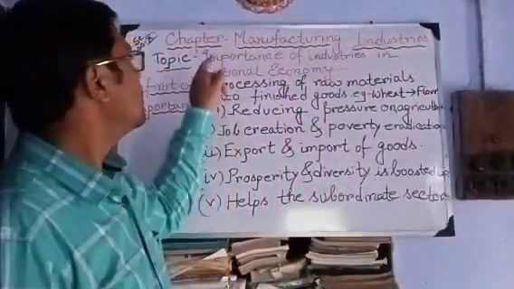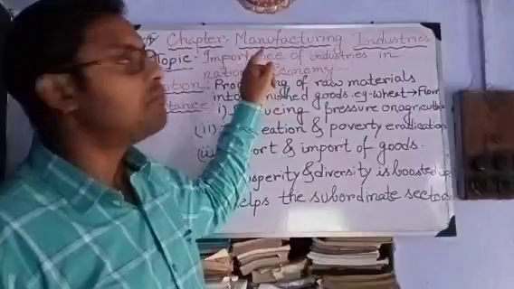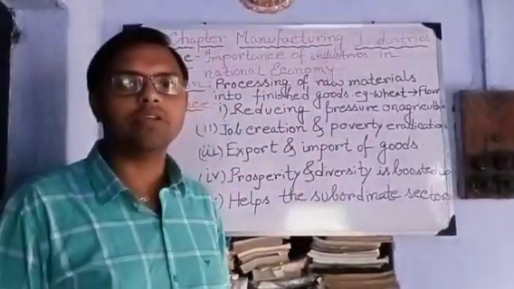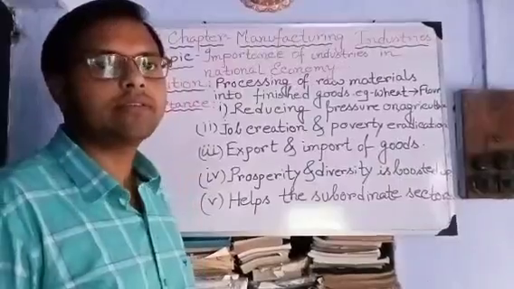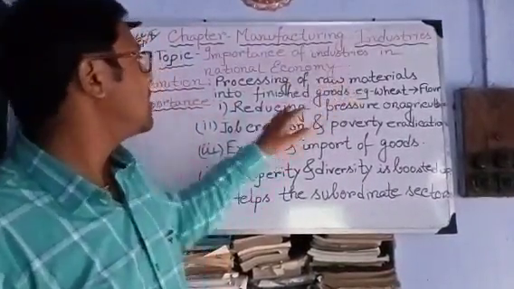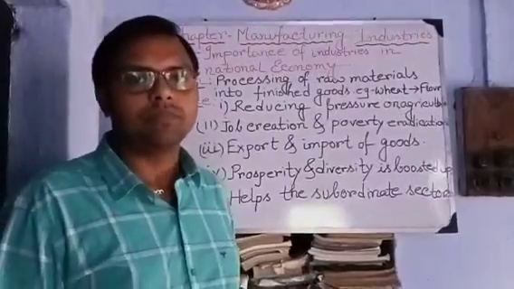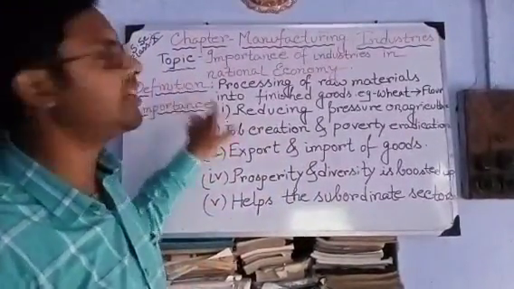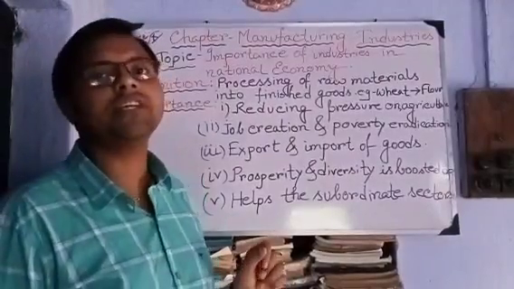This comes under Chapter 4, Manufacturing Industry, of Contemporary India 2, that is Geography of Class 10 Social Science. So today the topic is the importance of industry in the national economy. So let's have a look at it. First of all, we will discuss the definition of manufacturing industry.